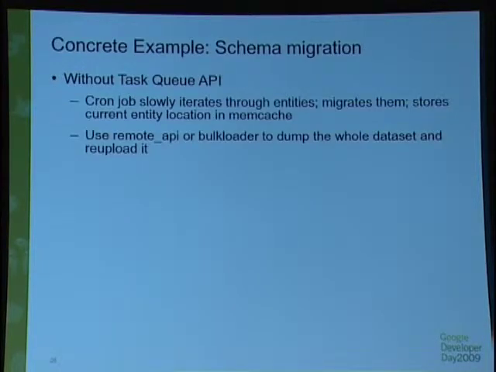Cool, so let me get into some more examples. Another concrete example is schema migration. People have data in format A and they want to change it to format B. Now, without the task queue API, there were two options for doing this on App Engine. The first was setting up a cron job that would go through the entities and slowly migrate them. And maybe it would keep something in memcache, like a cursor in memcache or in the data store.